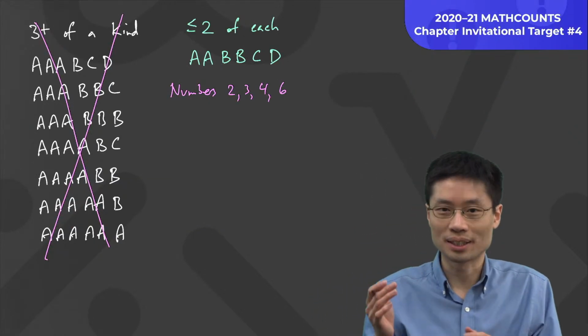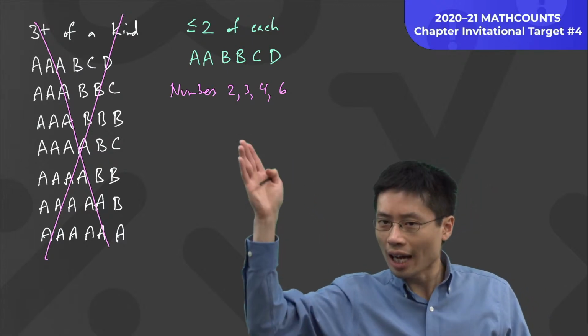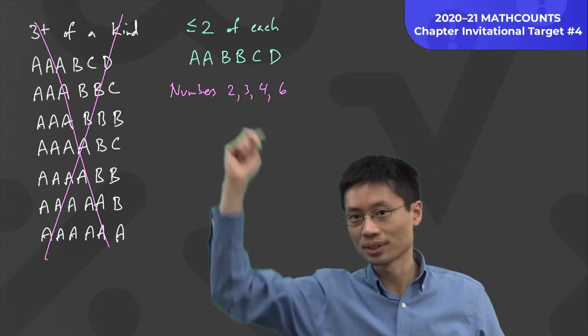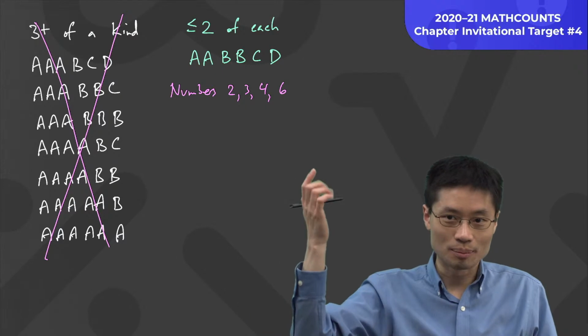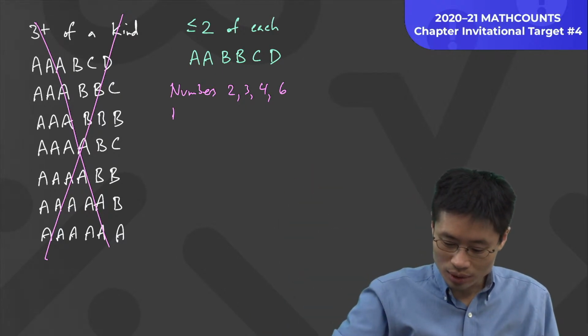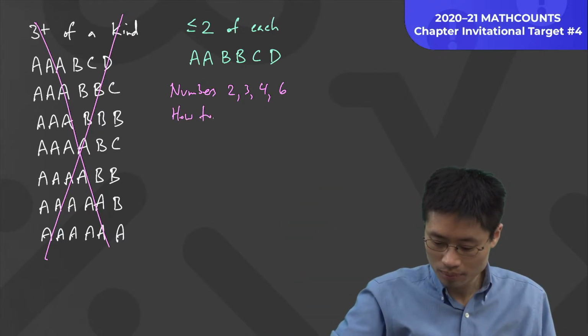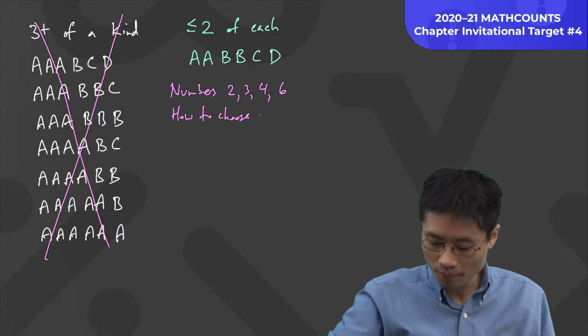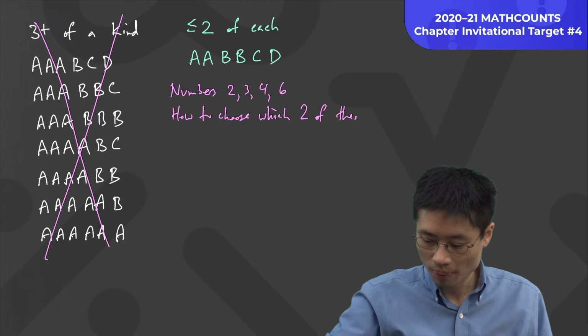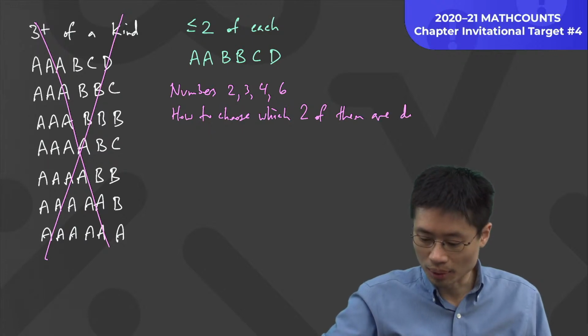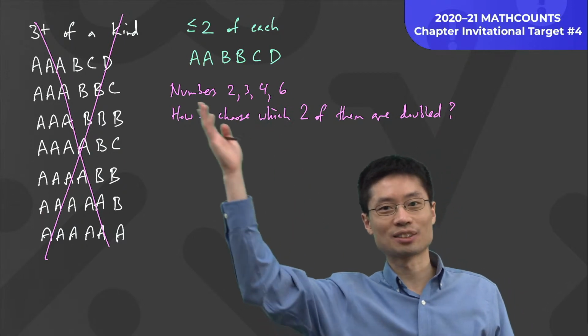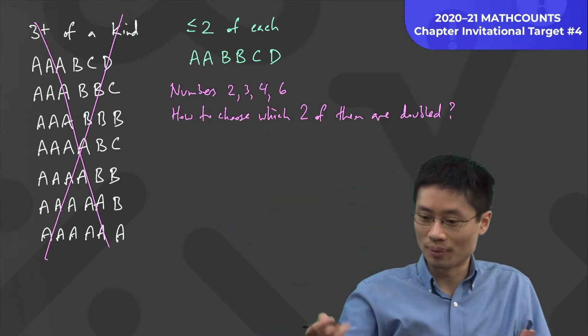And what ends up happening here is that half of these numbers end up in doubles, and half of these numbers end up in singles. So how to choose which 2 of them are doubled? Well, there's 4 numbers here, right? There's 4 numbers, 2, 3, 4, and 6. How many ways can I do that?